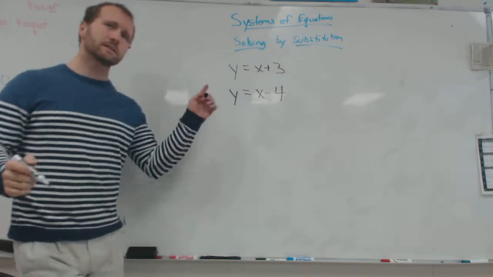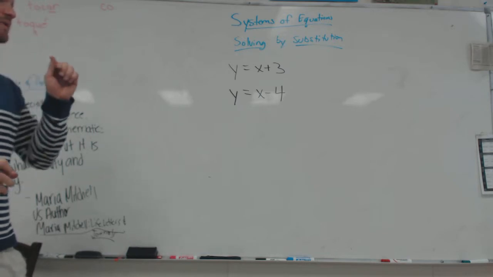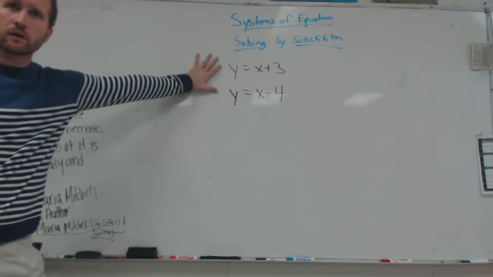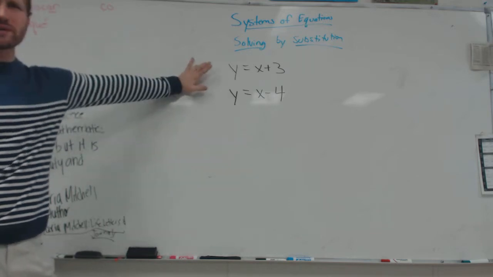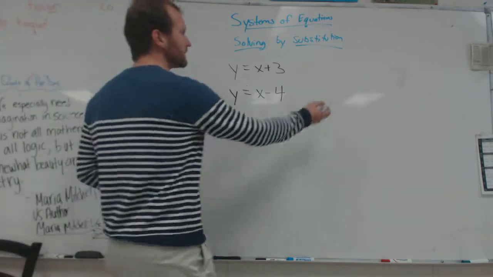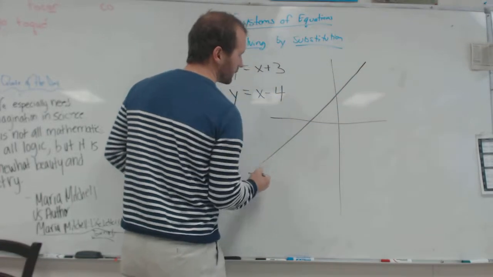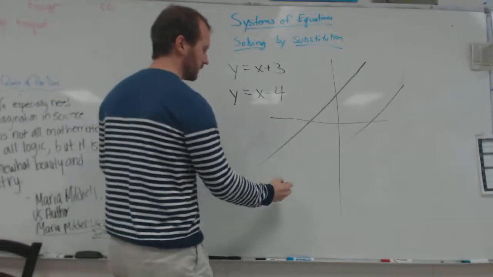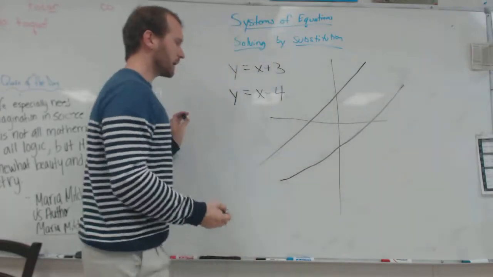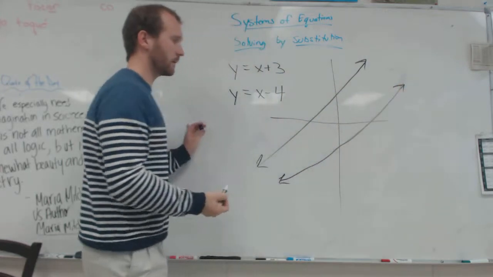Is this a system of equations? Yes, this is. This is a system of equations because we have more than one equation and we have more than one variable. So remember, each one of these equations is a line. In this case, I'm just going to roughly sketch this. We have a line that goes like this, and then we have another line that goes like this. Those are kind of my lines in this case. Those are parallel-ish.